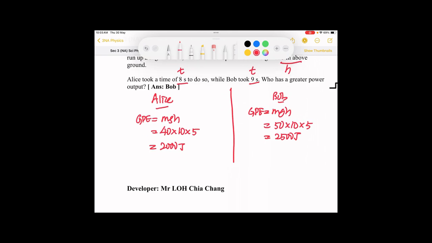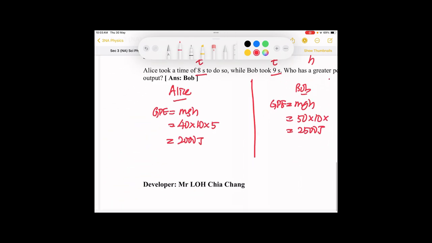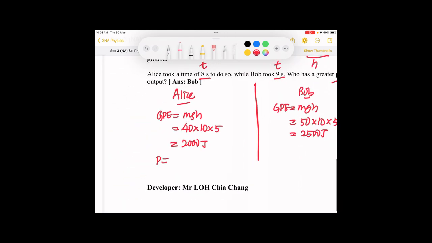Okay, now it's time to calculate the power. Who has the greater power output? It's now determined by the different timing they take. So here, we write down the formula first. E over T. In this case, the E is the GPE, 2000 divided by 8 seconds. Let me pull out my calculator real quick. You can help me as well to check. So 2000 divided by 8, that gives me 250. Now this is measured in watts because we are talking about power over here.